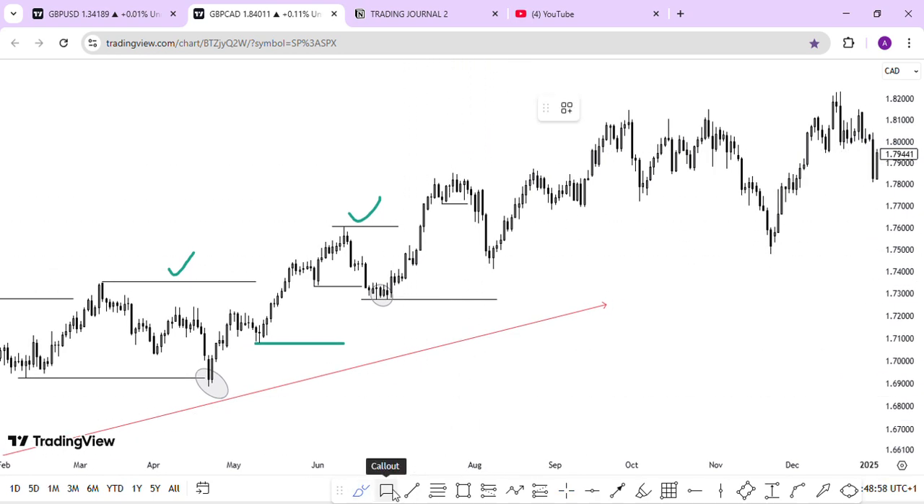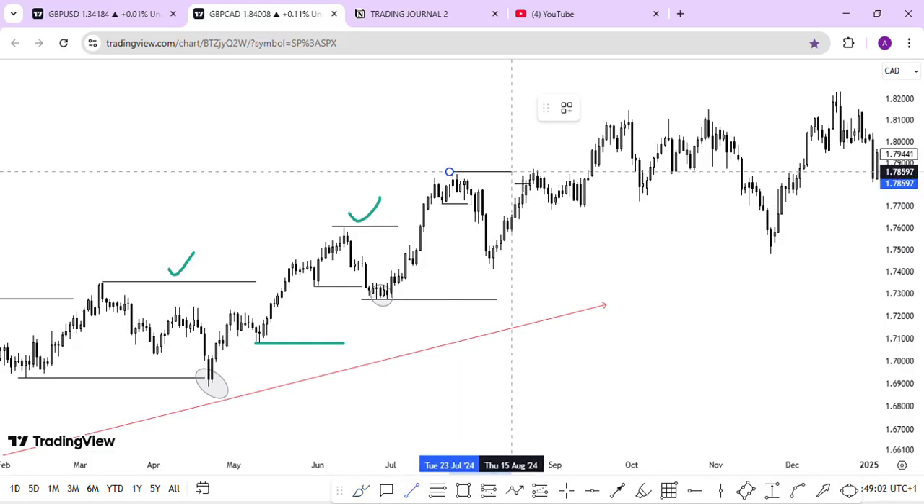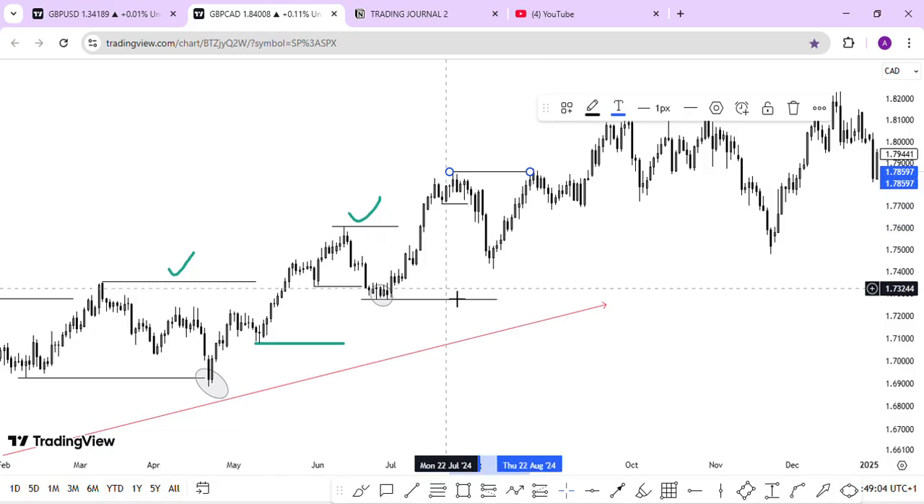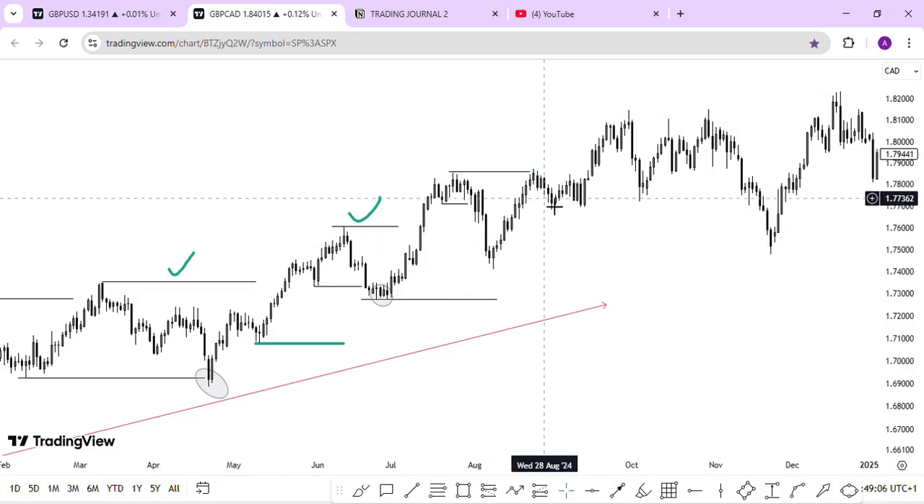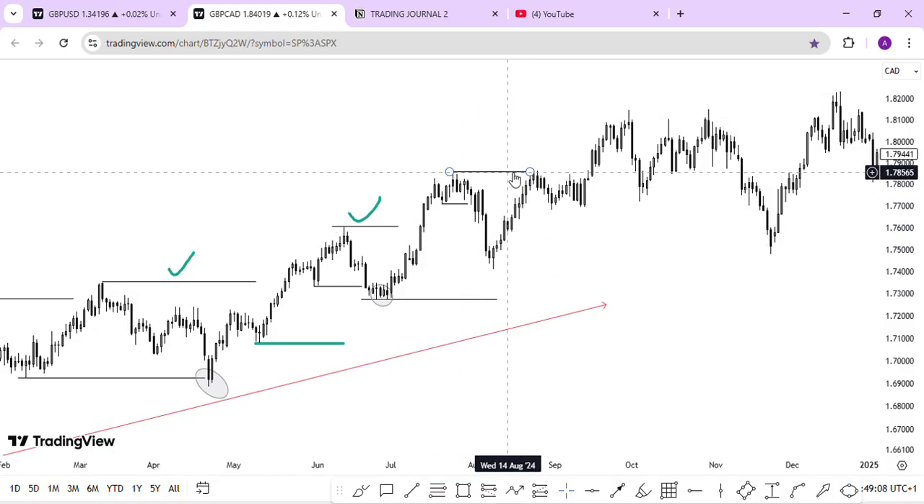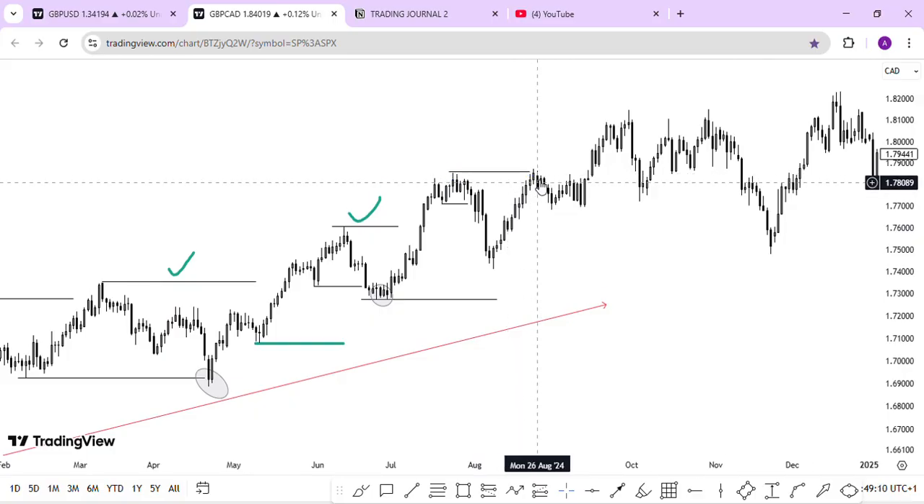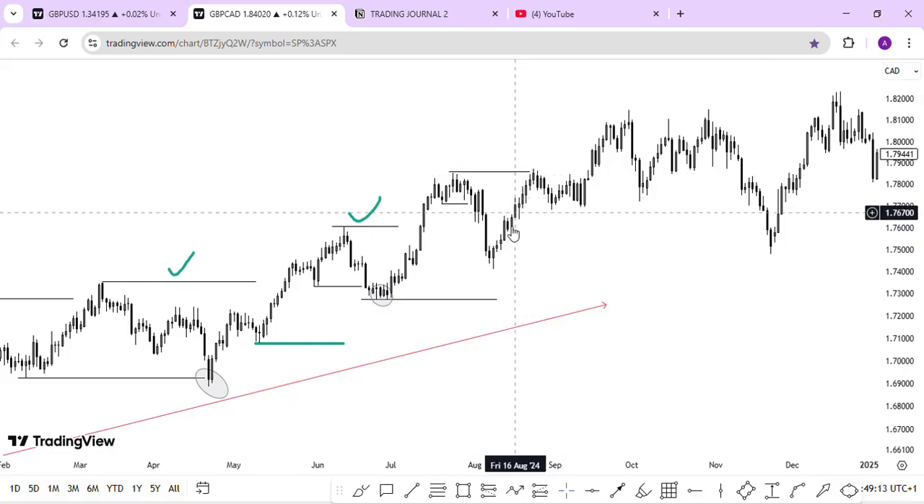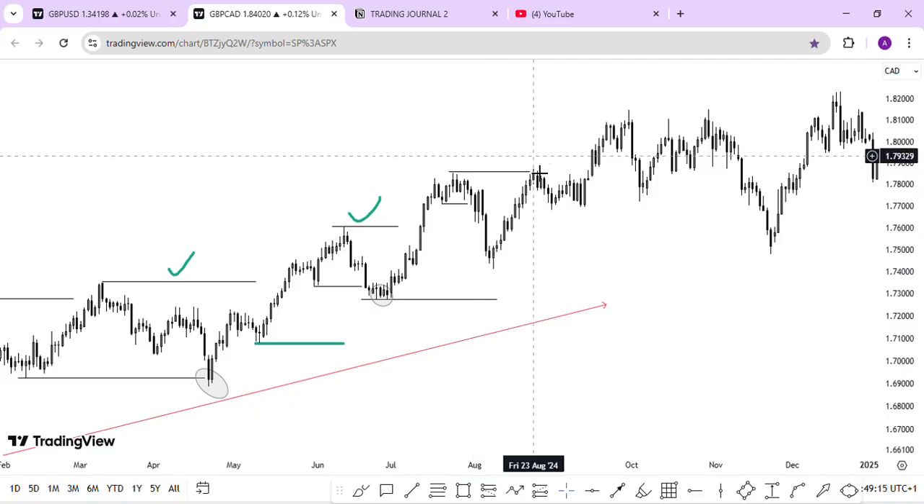So, as you see, what the market did next was this. You see, it breaks this level, but the market refused to close above it. In the first attempt, the market gave us a liquidity sweep. In this case, we wait until the market closes above this level.